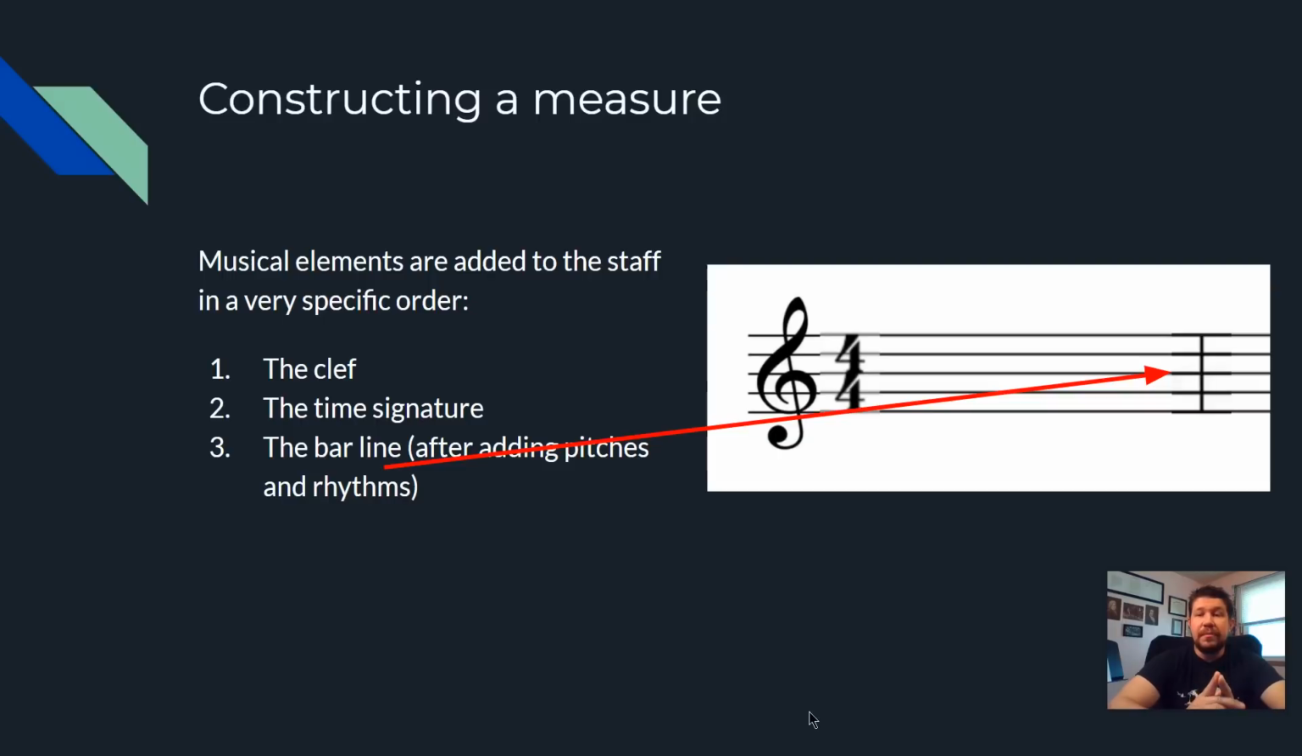So one thing to keep in mind, you do not need a bar line between your time signature and the start of your measure. The bar lines are just there to separate completed measures. And when you have the clef and the time signature, that is not a complete measure. That is the setup for it. That is the beginning of whatever song it is that you are starting to work on. So the bar line right there comes after you've added in pitches and rhythms.